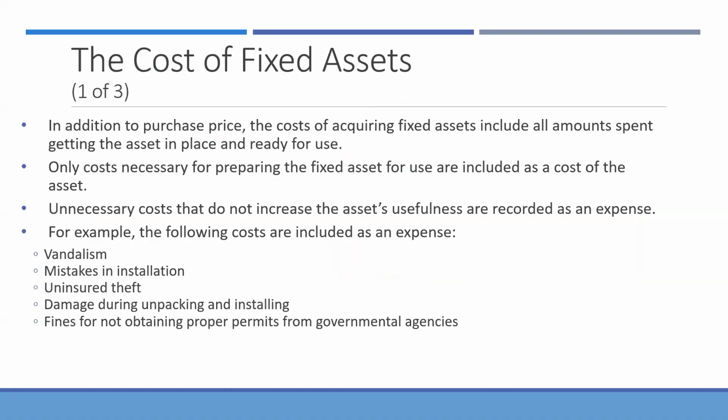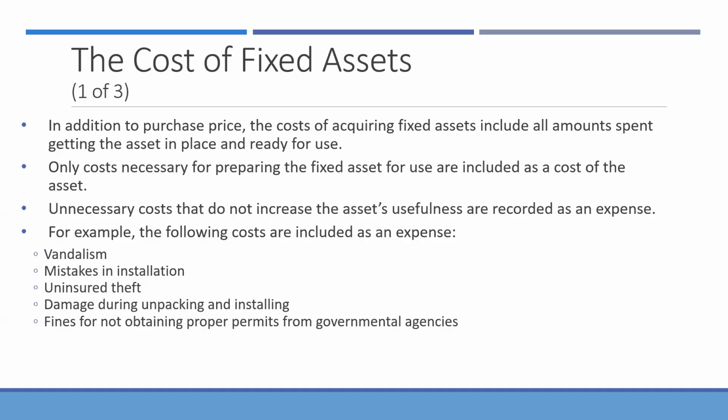And there's a number of costs associated with fixed assets and getting them into place and ready for use. So only costs that are preparing the fixed asset for its intended use are included in the cost of the asset. And if they don't increase the asset's usefulness, then they're just an expense. For example, these are some examples of things that are not capitalized into the initial cost of the asset.